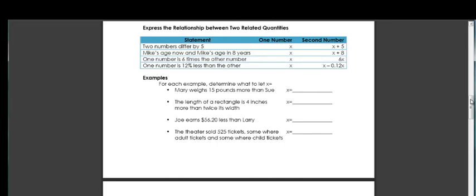Okay, and the last one is pretty important because you're going to have problems that look like this elsewhere. So it says one number is 12% less than the other. Okay, so you have one number, which will be your x, and then the other number is 12% less than that. So the confusing thing about doing percentages, especially when you're taking it away, is that you have to have the whole thing first. So you have x minus 12% of x.